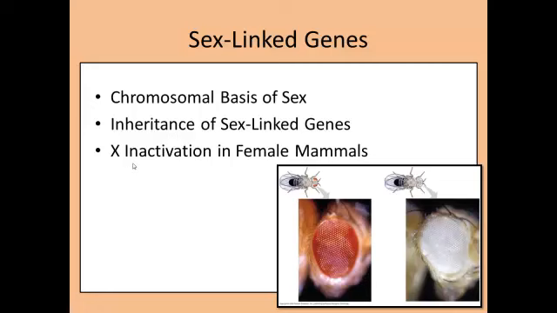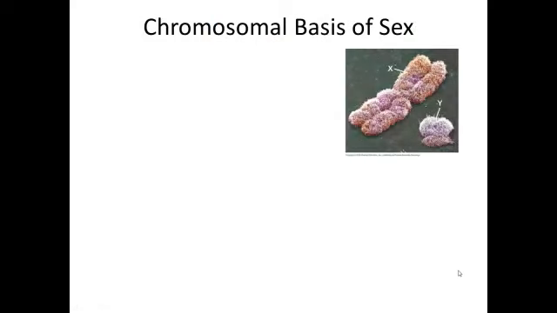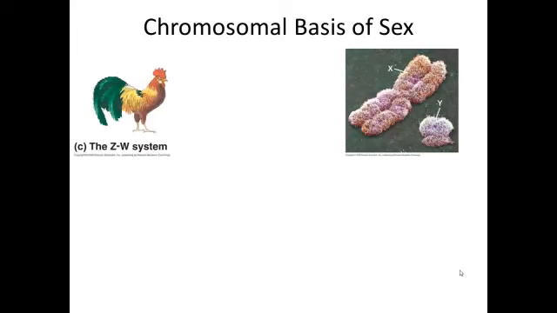Sex, or the determination of being a male or a female, is determined in a lot of animals by special chromosomes that carry genes for egg or sperm development. Oftentimes, these chromosomes carry genes for secondary sex characteristics, like the bright plumage on this rooster. We call these chromosomes sex chromosomes. The other chromosomes are called autosomal chromosomes.